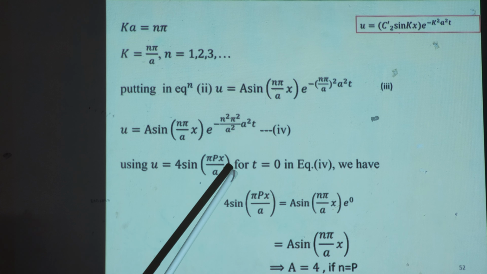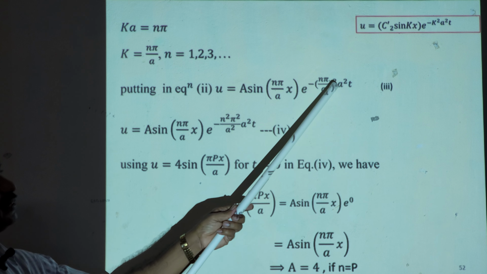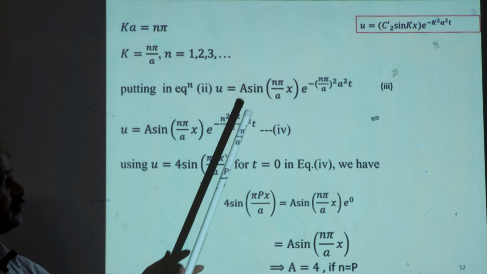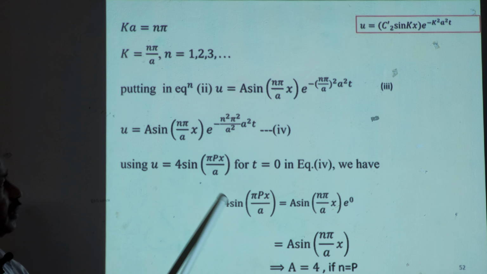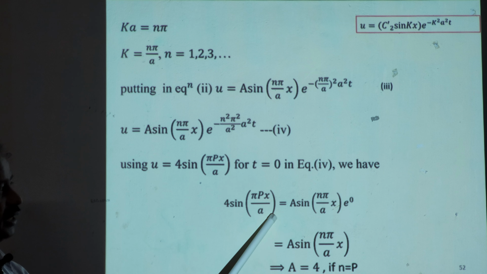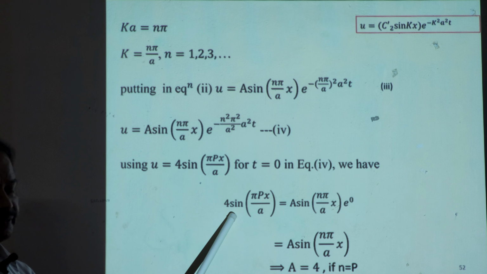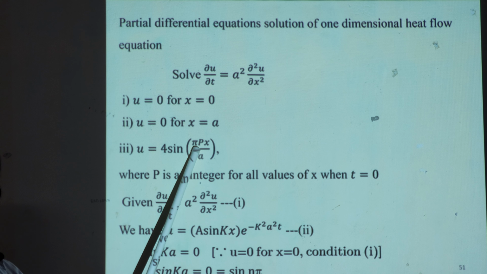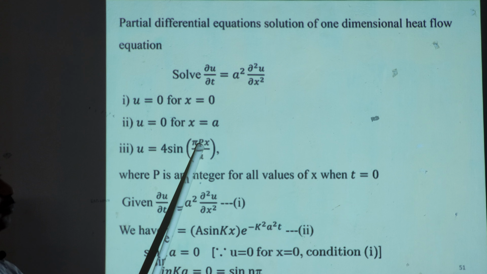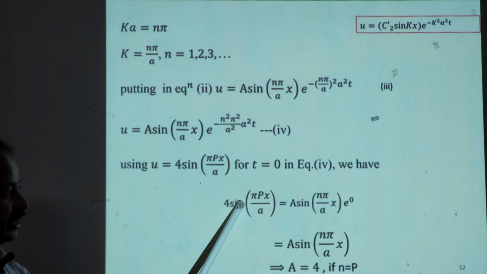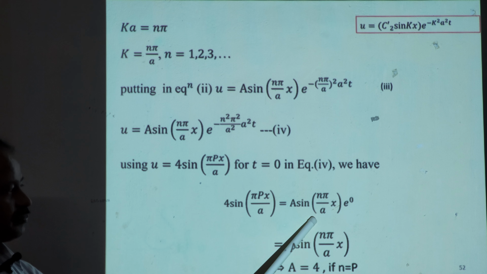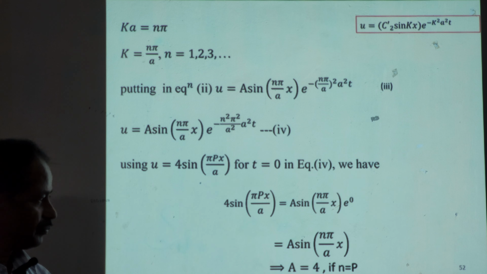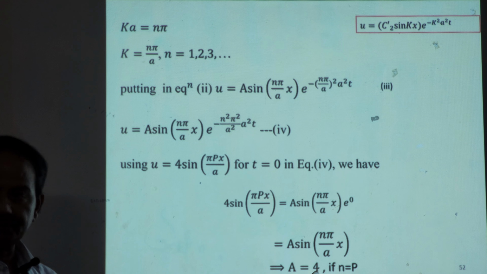Now substitute the other boundary condition, t equal to 0. When t equal to 0, this exponential term will become 1. So this becomes 4 sin p pi x by a, which is equal to A sin n pi x by a. It is given as this: f of x is nothing but 4 sin p pi x by a. So when t equal to 0, this term becomes A sin n pi x by a, e power 0 is 1. So comparing these two, that will give us A equal to 4.